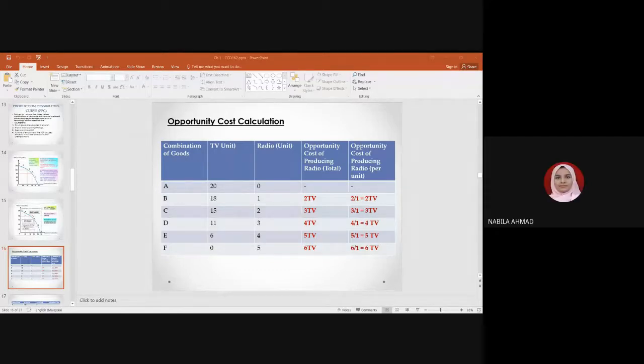Okay, saya dah share macam mana nak lukis tu, gambar yang dalam WhatsApp group tadi tu. Okay, you can look lah and compare with your PPC. Right, boleh faham tak? Nampak tak gambar tadi tu yang saya dah share?